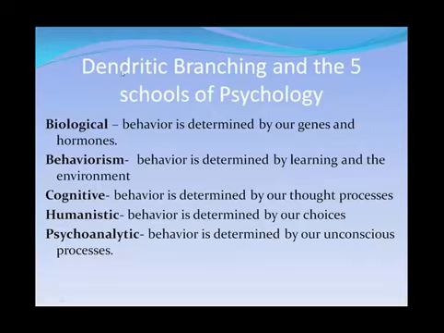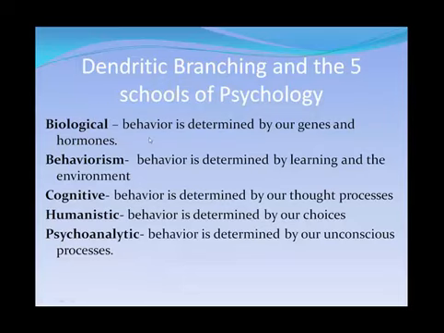So let's see the dendritic branching and the five schools of psychology. You should have it pretty firmly ingrained in your mind. If not, we'll continue to go back to these five schools throughout the entire course. And remember, you're probably going to be writing a paper on these five schools of psychology. We were talking about how these are different ways to explain behavior. A lot of psychology doesn't offer concrete answers, but causes you to ask more questions. And so these are the ways that we would describe behavior.